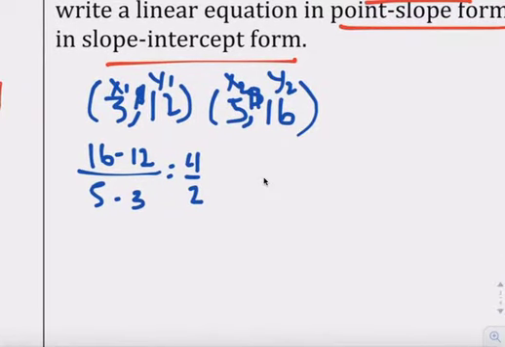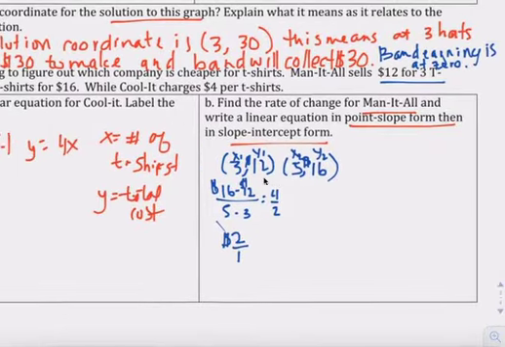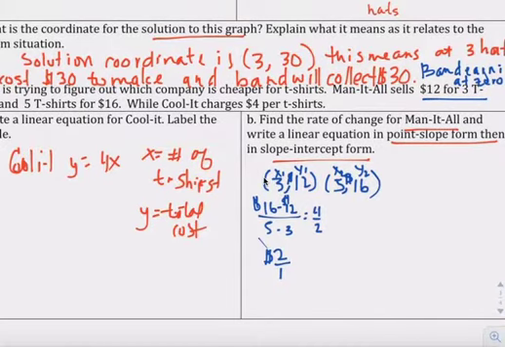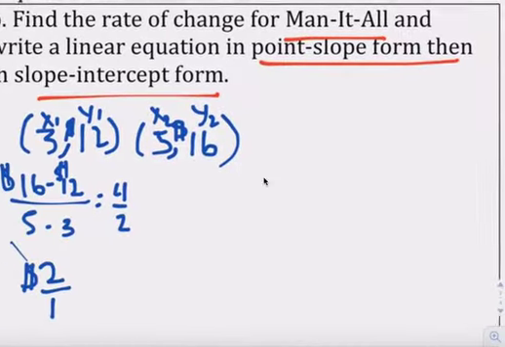So basically, Manit is cheaper because it costs $2 for every t-shirt. These are dollars, the other is t-shirt, for 1 t-shirt. So Manit is cheaper because Kulit is $4 per t-shirt. That's the rate of change, and that's what it means. But let's see.